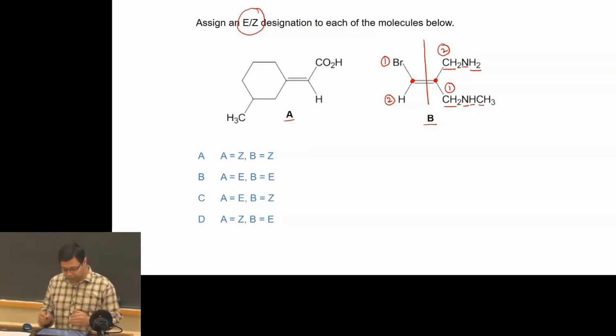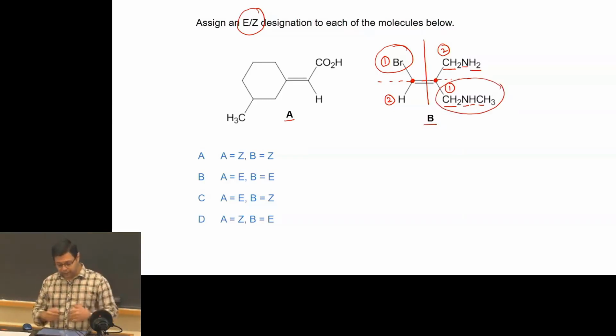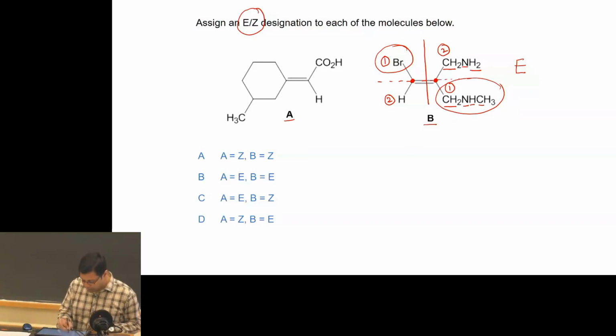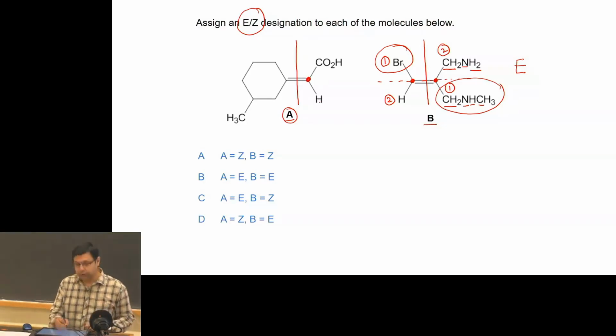So now that we have assigned priorities, draw a dotted line parallel to the double bond. Locate the higher priority groups. They are on opposite side of the dotted line, therefore this is E. Let's now take a look at molecule A. Again, begin by drawing a line perpendicular to the double bond. Let's assign priorities. For this carbon, you have a hydrogen and CO2H. Hydrogen gets priority 2, CO2H gets priority 1.